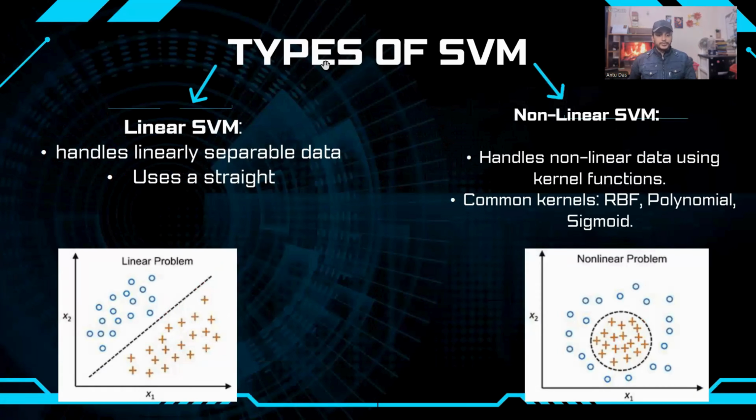Types of SVM. Based on the nature of the data set, there are two types of SVM. First of all, linear SVM. Linear SVM separates the data using a linear line, a straight line like this. Here are two data sets. We just use a straight line and we separate the data set.